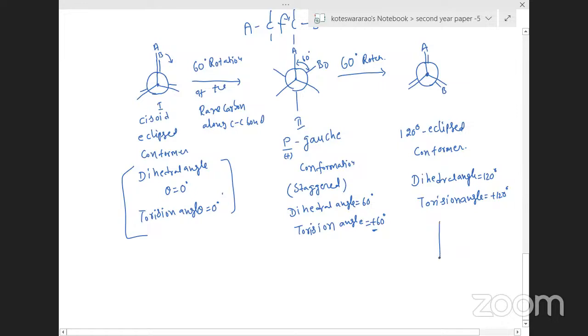Again, I'm rotating the molecule's C-C bond 60 degrees. Again, I'm rotating 60 degrees. It is in the clockwise rotation, right? Therefore, it leads to this. And whenever we are rotating again 60 degrees, it will lead to this kind of conformation.